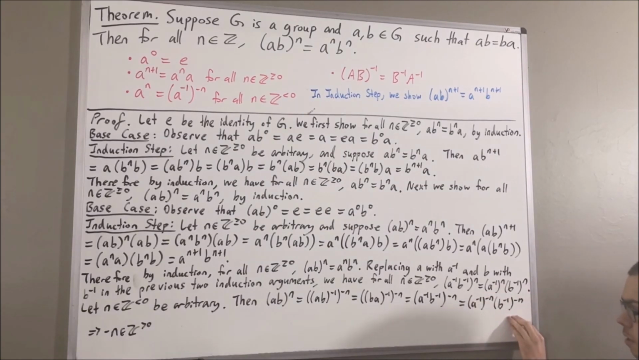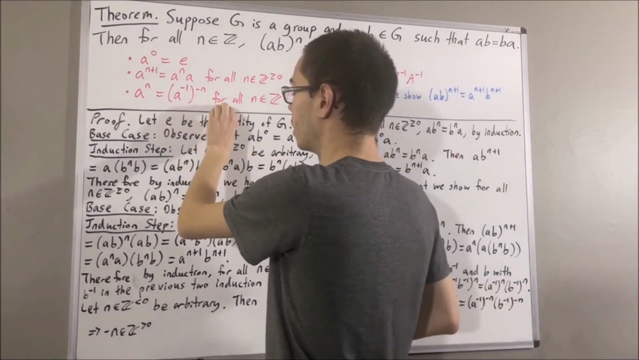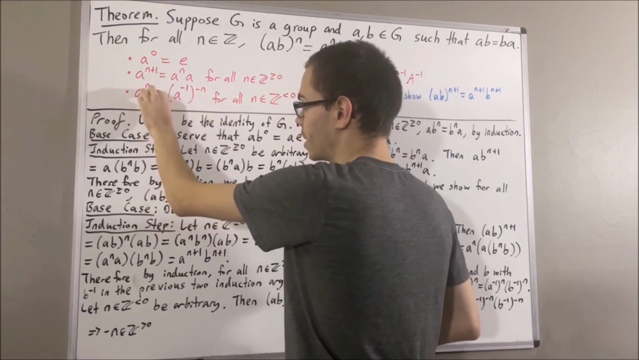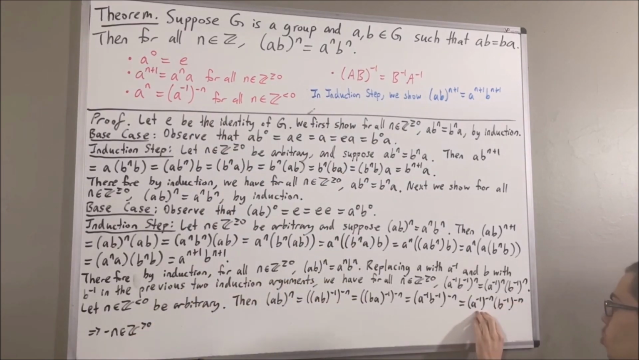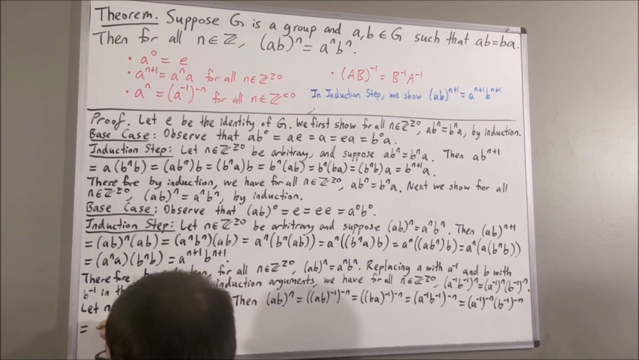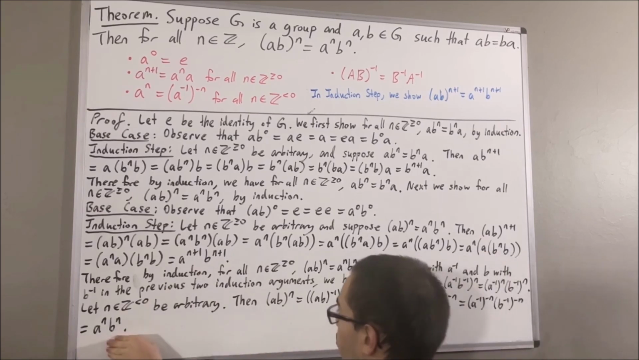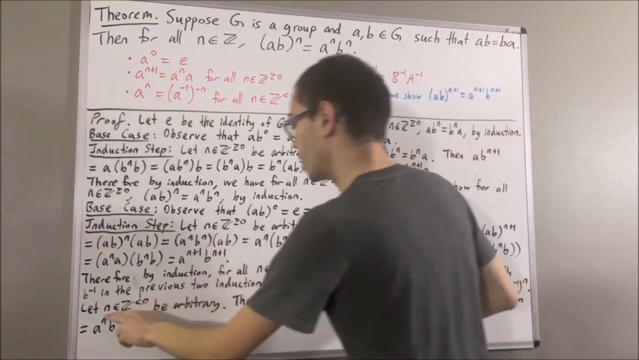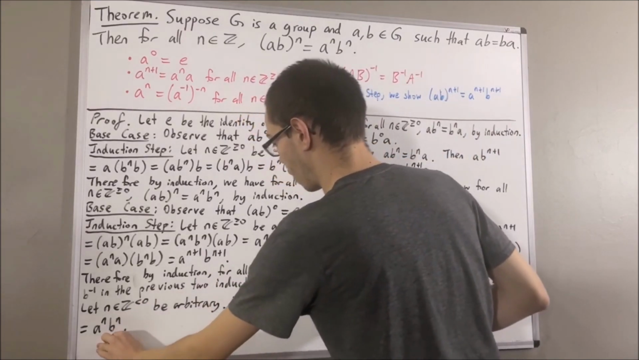So we get this. But then, again, according to the definition of negative integer exponents, a to the power of n is equal to the inverse of a to the power of negative n. b to the power of n is equal to the inverse of b to the power of negative n. So this is equal to a to the power of n, and this is equal to b to the power of n. So we get a to the power of n times b to the power of n. So through this chain of equalities, we've established that these two are equal. And that proves that for all integers n less than 0, ab to the power of n is equal to a to the power of n times b to the power of n.